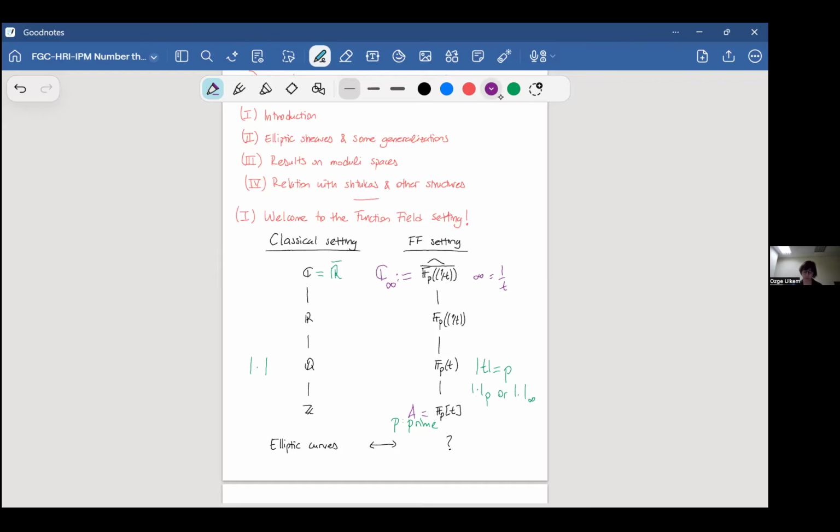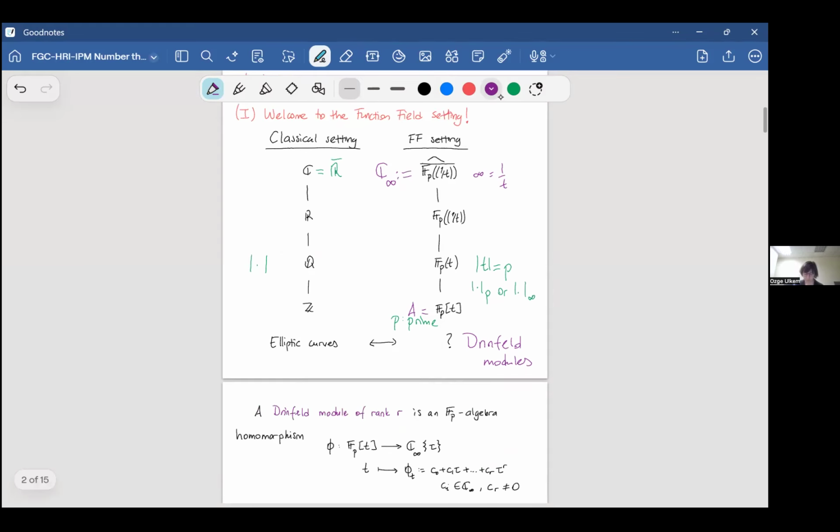One of the main objects in number theory and arithmetic geometry in the classical setting is elliptic curves over the complex numbers. Now the question is, what is the analogous object in the function field setting? It is defined by Drinfeld. They are called Drinfeld modules. When Drinfeld first defined these objects, he actually called them elliptic modules because of the analogy. But nowadays we call them Drinfeld modules.